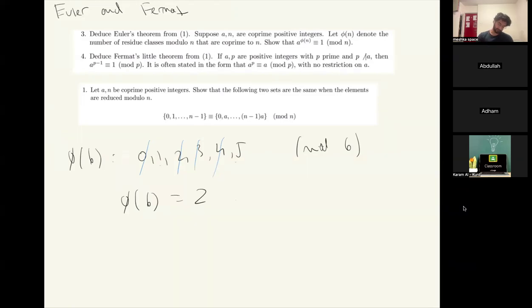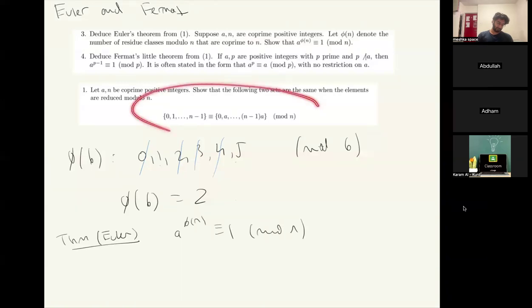And the totient theorem says that if I take A, which remember is coprime, and I raise it to the power of the totient function, I get 1 mod n. So the theorem of Euler is that A raised to the phi of n is congruent to 1 mod n if A is coprime to n. So how do we prove that from the lemma?